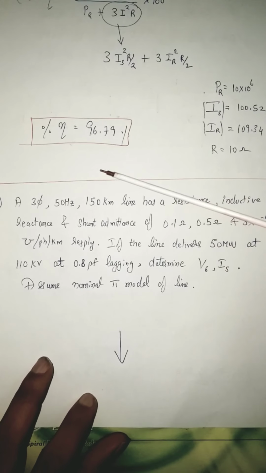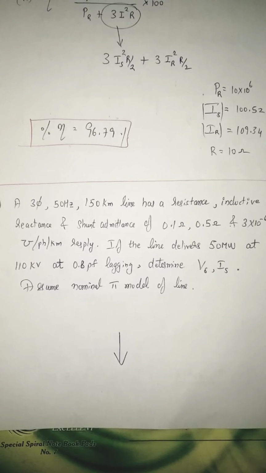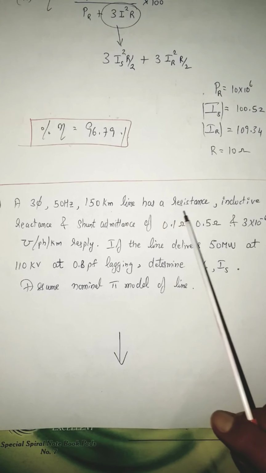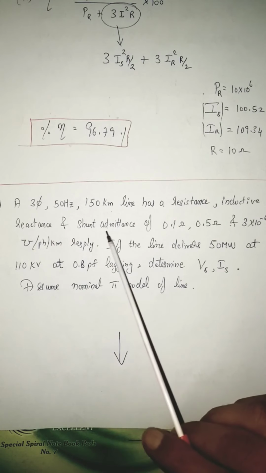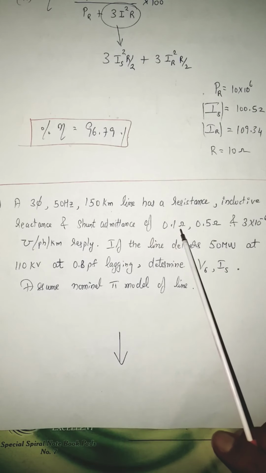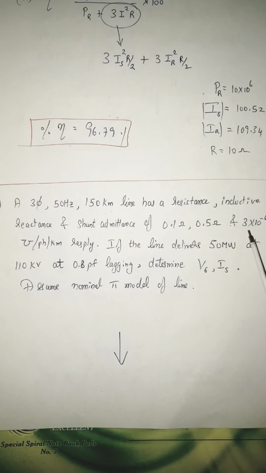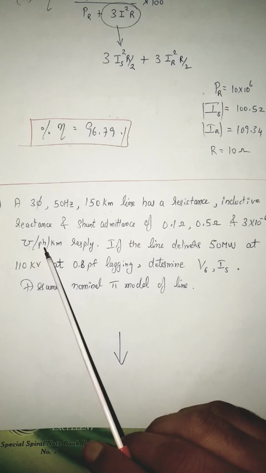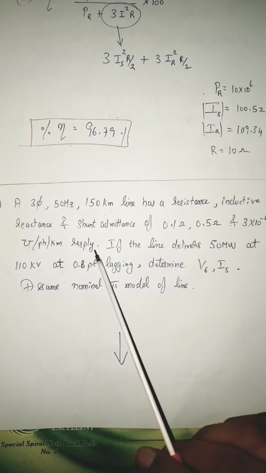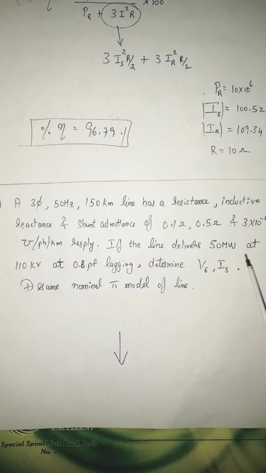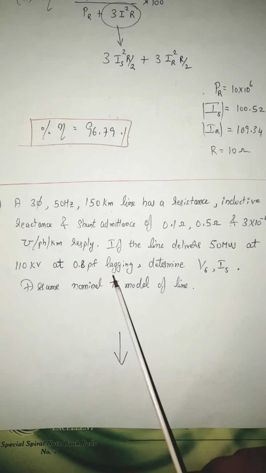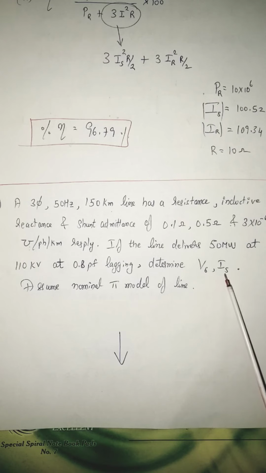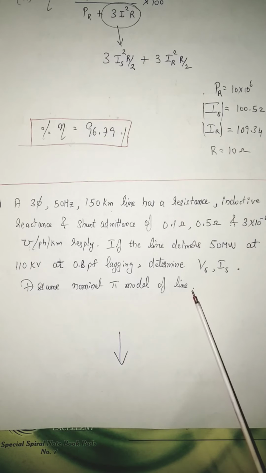Now we'll start with problem number 3. A 3-phase 50 Hz 150 km transmission line has a resistance, inductive reactance and shunt admittance of 0.1 ohm, 0.5 ohm and 3 into 10 power minus 6 mho per phase per kilometer respectively. If the line delivers 50 megawatt at 110 kV at 0.8 pf lagging, determine sending end voltage and sending end current. Assume nominal pi model of the transmission line.